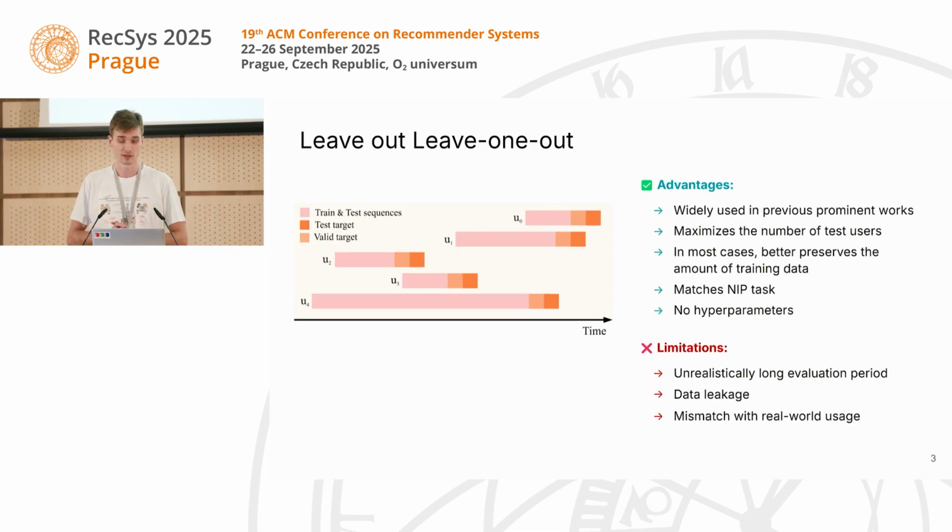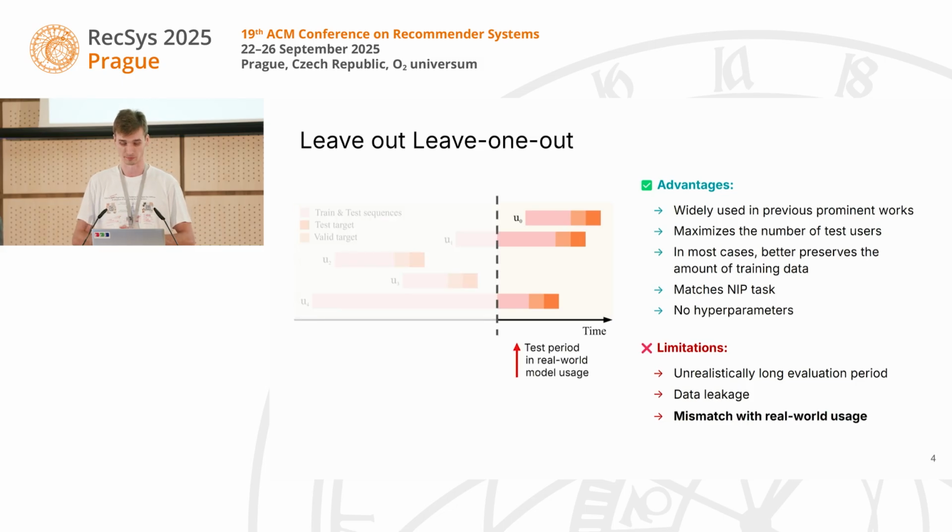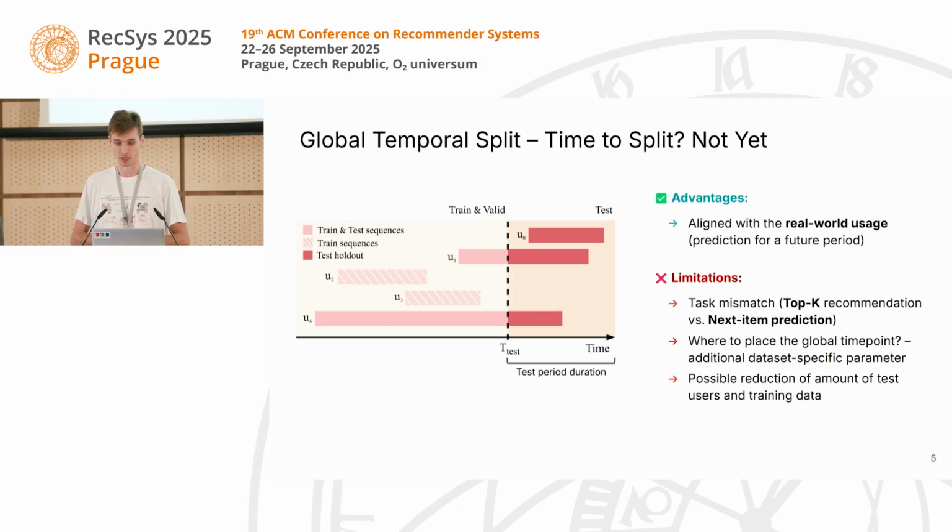This split is simple. It matches next item prediction, but it breaks the global timeline, causing temporal leakage and an unrealistically long test horizon. A known alternative is a global temporal split. We train on the past and evaluate strictly using future data. This eliminates leakage and gives us control over the test period duration. However, global temporal split alone misaligns the next item prediction as it treats all post-cutoff items at once as targets.